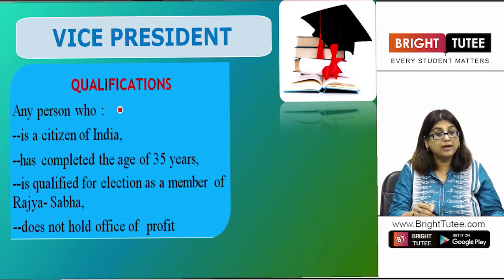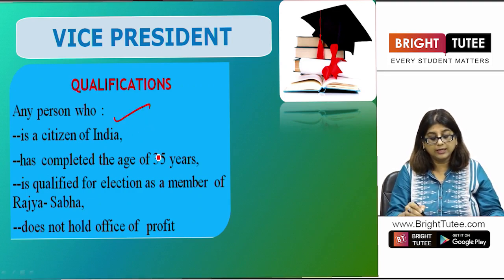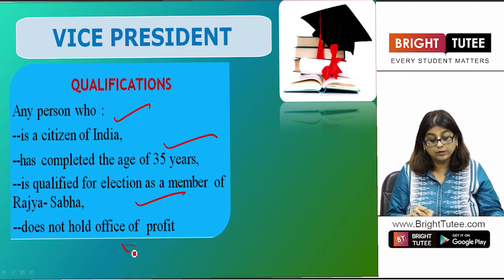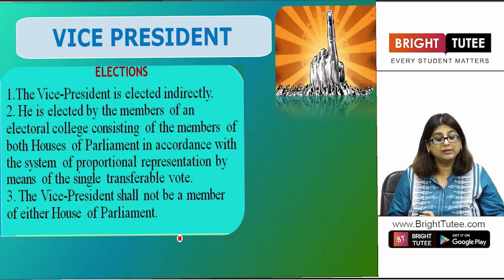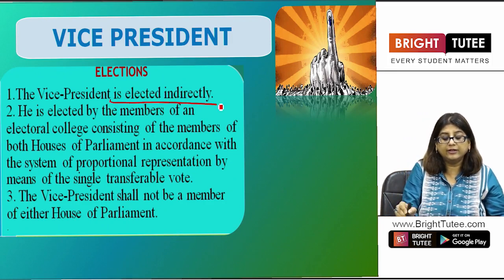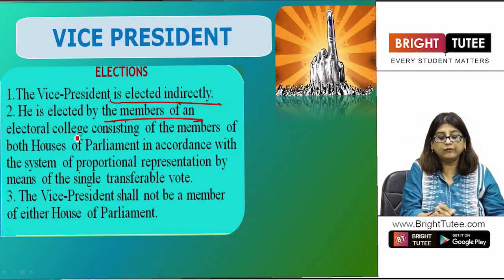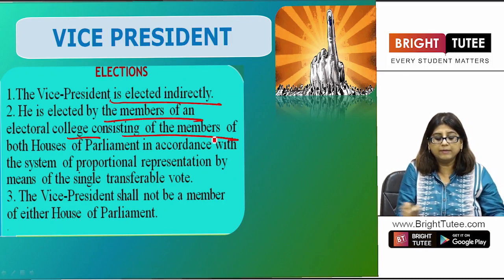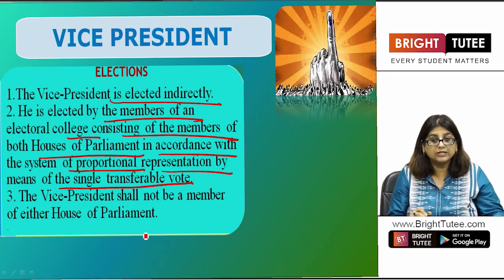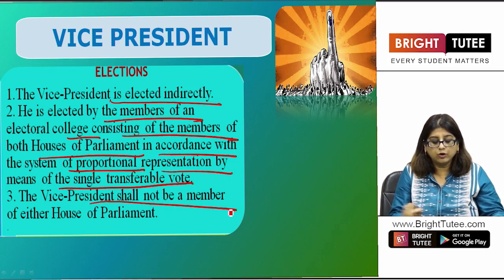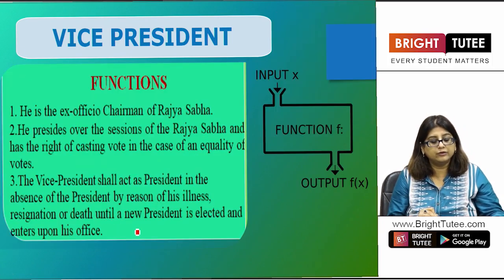And qualifications are: any person who is a citizen of India, has completed the age of 35 years, is qualified for election as a member of Rajya Sabha, and does not hold office of profit. Election procedure: the vice president is elected indirectly. He is elected by the members of an electoral college consisting of the members of both houses of parliament in accordance with the system of proportional representation by means of single transferable vote. And the vice president shall not be a member of either house of parliament.